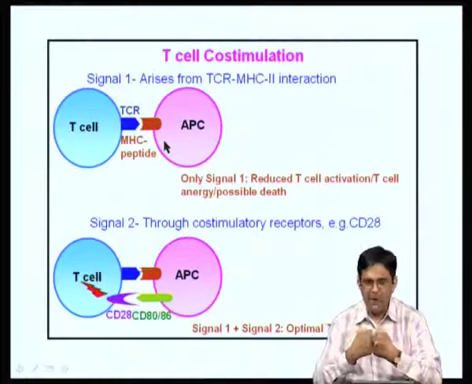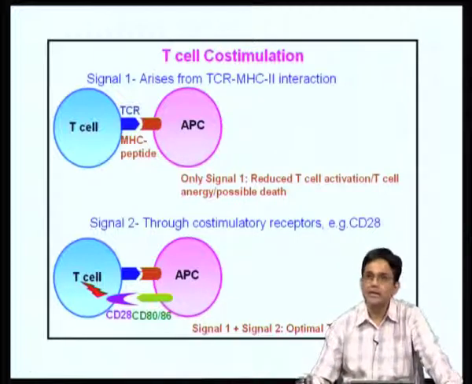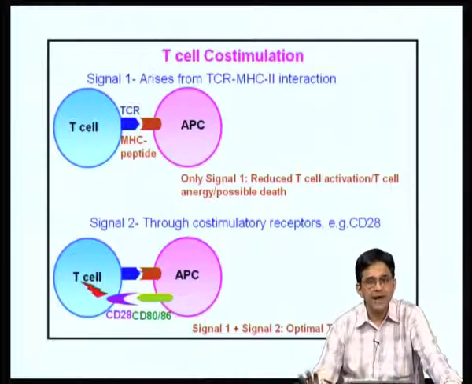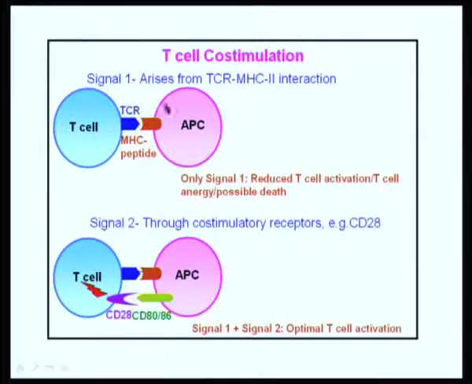Now, just this binding alone, while it is specific, does not result in optimal T cell activation. In fact, it results in reduced T cell activation, T cell anergy, and possibly death. For optimal T cell activation, what you need is signal 2. And this is what is shown over here, signal 2 in the form of CD28.